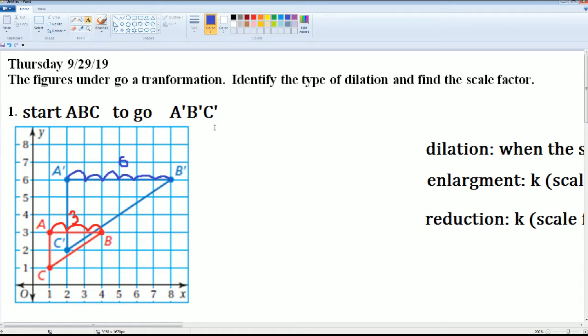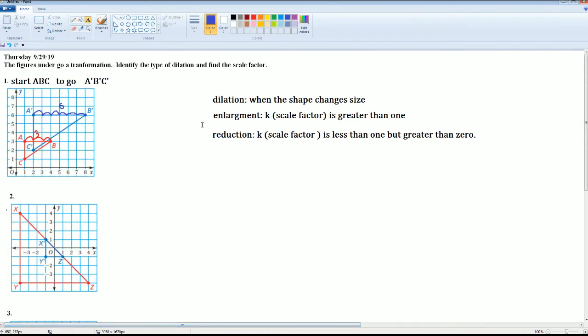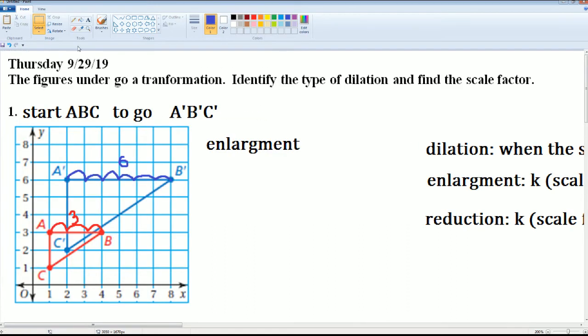Good? So, is the dilation going from small to big or big to small? So it goes from 3 to 6. That is a what? Is it getting bigger or smaller? It's getting bigger. So we would say this is an enlargement. Okay, so we would say this one is an enlargement. Okay, why? Because it is going from the number 3 all the way to the number 6.